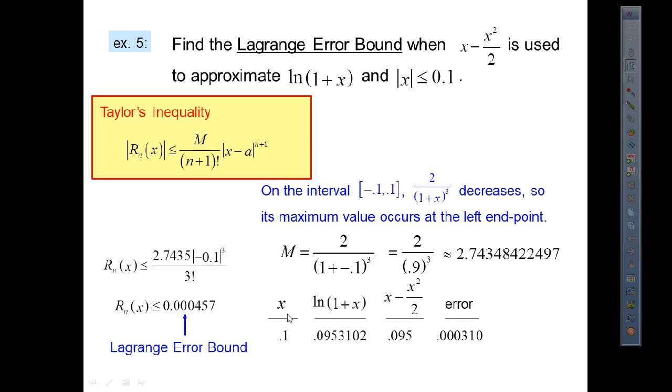So here we can see if x is 0.1, the actual value of the natural log of 1 plus 0.1 is 0.0953102. If we do this short Taylor approximation of only two terms, well, actually it's the third term because we had the 0 there, of x minus x squared over 2, we get 0.095. And the error between those two is 0.000310. So we see that the actual error is less than what we calculated it to be.